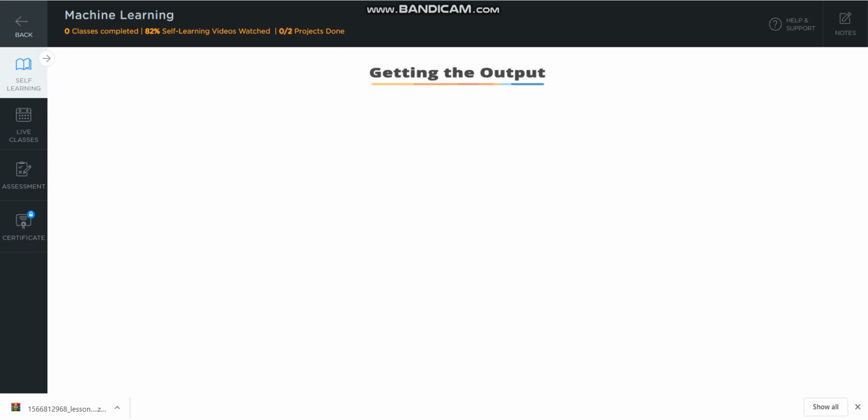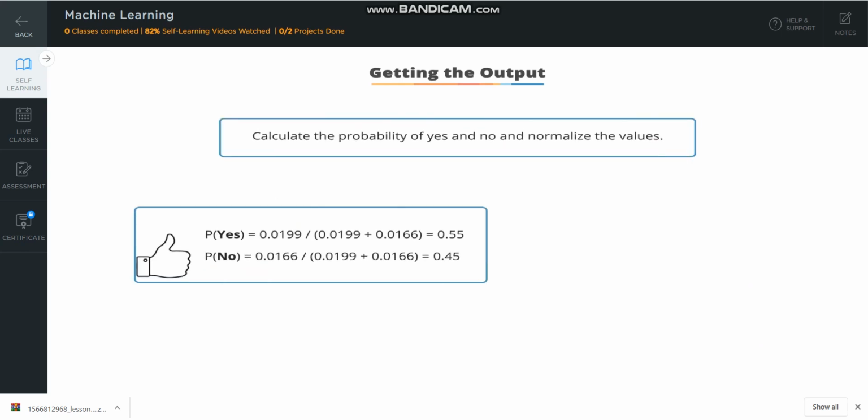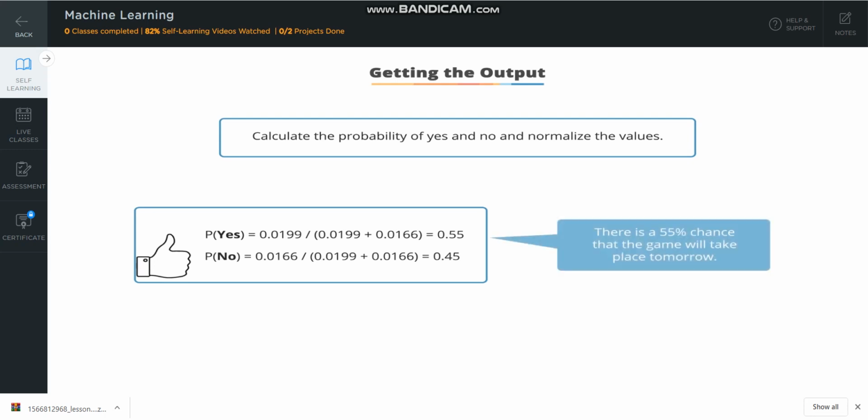As you now know the likelihood of yes and no, calculate the probability of yes and no, and then normalize the values. So the model predicts that there is a 55% chance that there will be a game tomorrow.